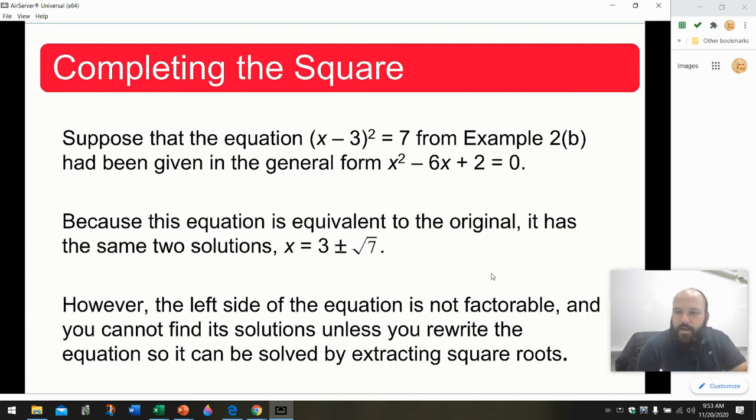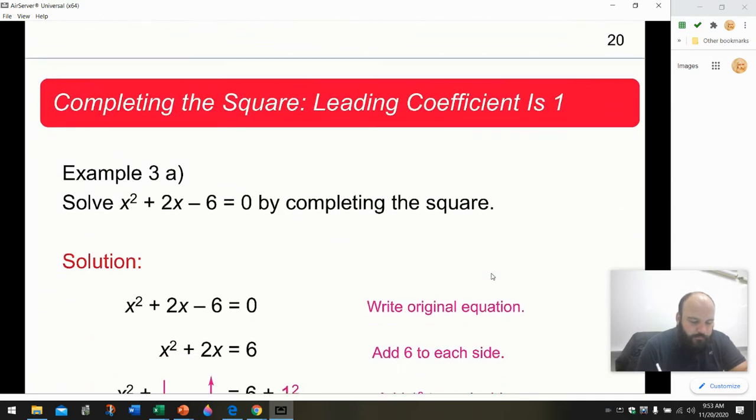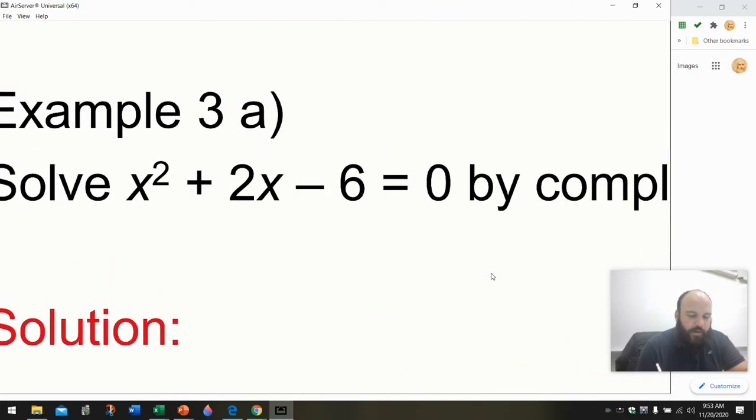So completing the square is a technique that we use to factor quadratic equations that otherwise would not be factorable. As an example, if I were to look at this x squared plus 2x minus 6, and I said, okay, I need two numbers that multiply to give me negative 6, but they add to be positive 2. The numbers that would give me negative 6 would be 1 and 6, or 2 and 3. One of them would have to be negative, and one would have to be positive.